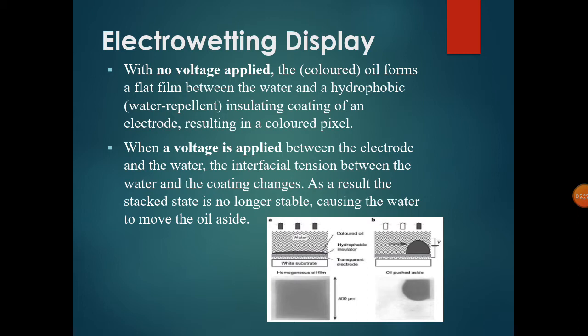Now we come to electrowetting display. With no voltage applied, the oil forms a flat film between the water and the hydrophobic insulating coating on an electrode, resulting in a colored pixel. When voltage is applied between the electrode and the water, the interfacial tension between the water and the coating changes. As a result, the stack state is no longer stable, causing the water to move the oil aside.